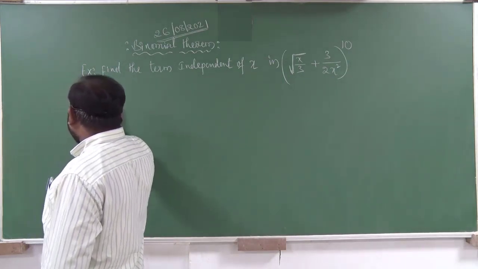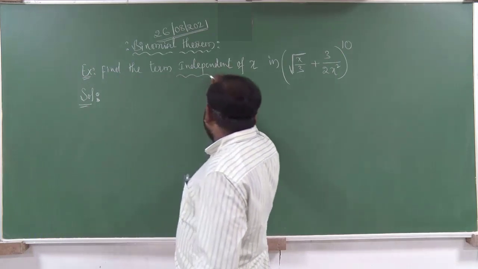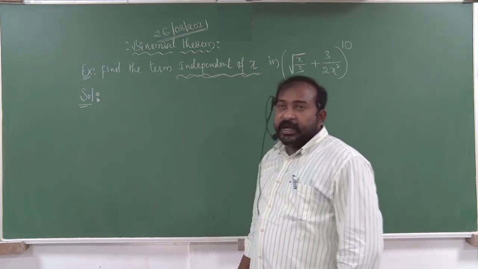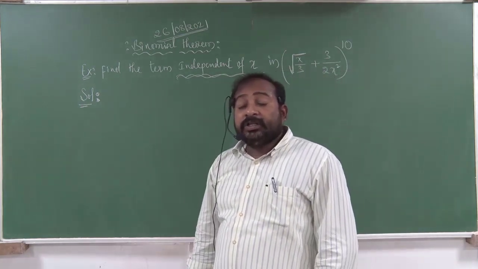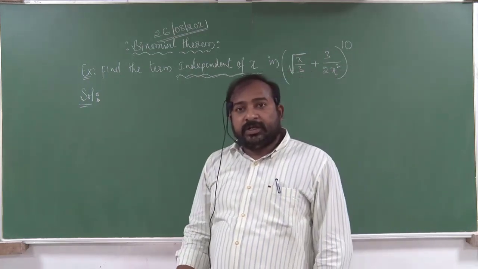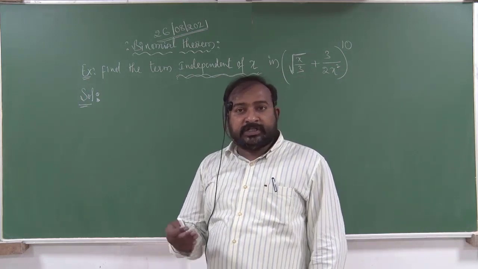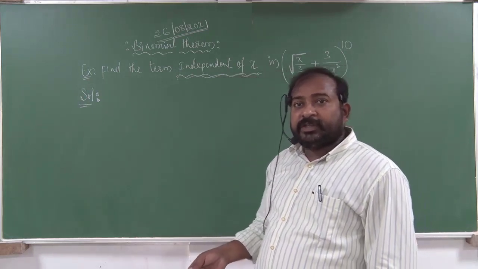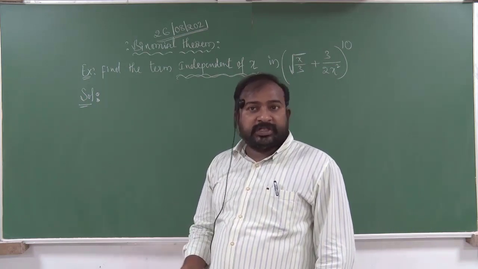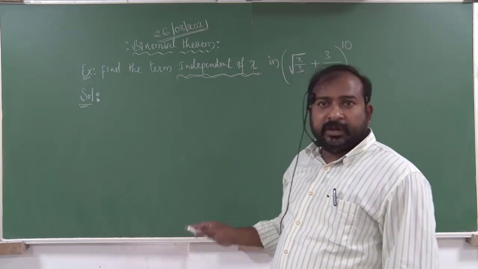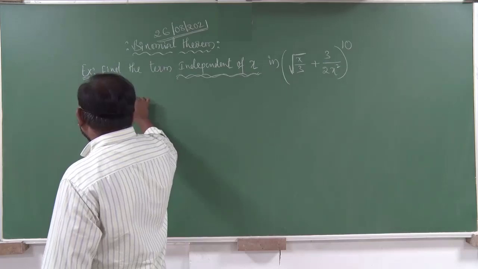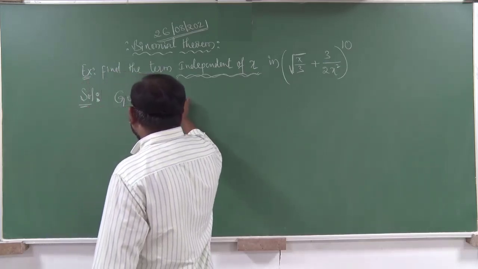So in this expansion, if you observe, they are asking independent of x. What is the meaning of independent of x? That means indirectly they are asking what is the coefficient of x power 0, means without x. Independent of x means that it is not depending upon x. So regular general method only we have to do. So first what we have to do? General term. Immediately you can find the general term.